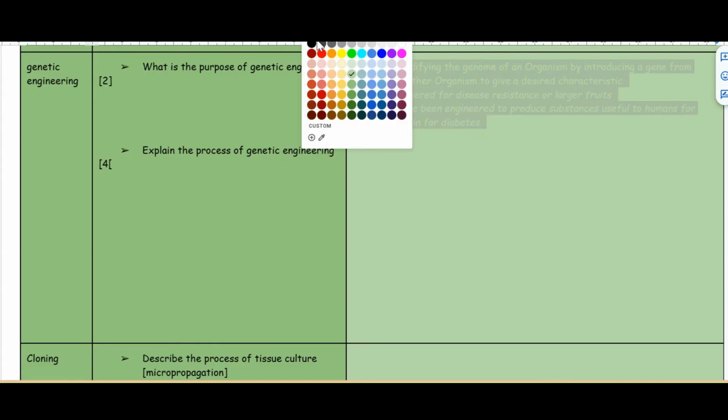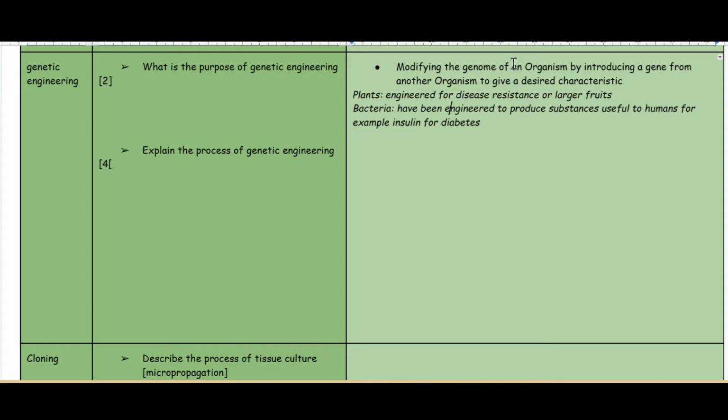The next subtopic, genetic engineering. What is the purpose of genetic engineering? So, genetic engineering is modifying the genome of an organism by introducing a gene from another organism in order to give that organism the desired characteristic from another. For example, plants have been engineered for disease resistance, or bacteria have been engineered to produce substances that are useful to humans. For example, bacteria have been engineered to produce insulin, and this can be given to diabetic patients.